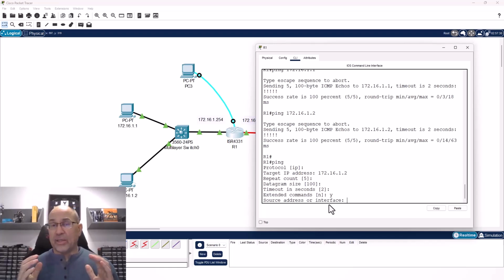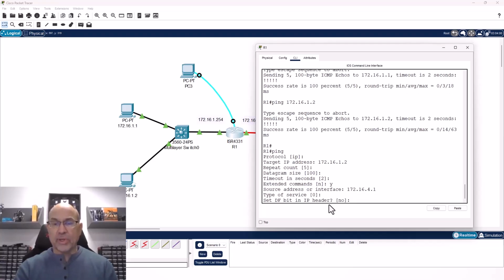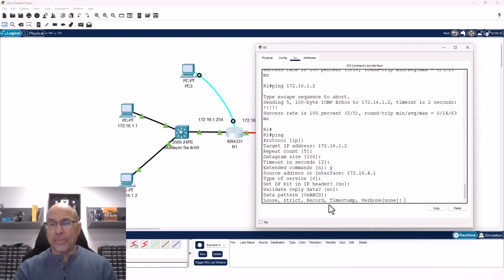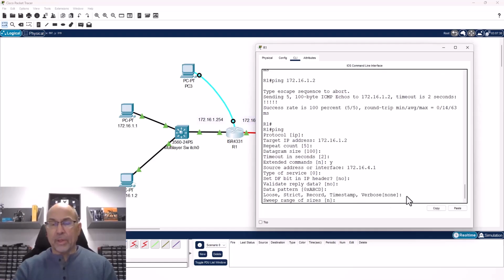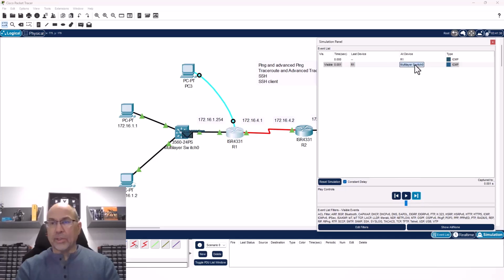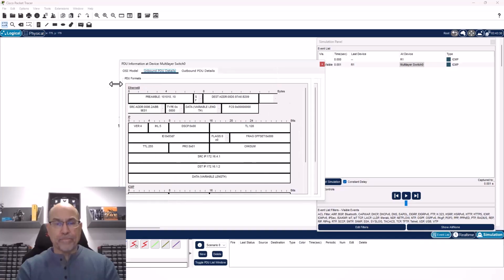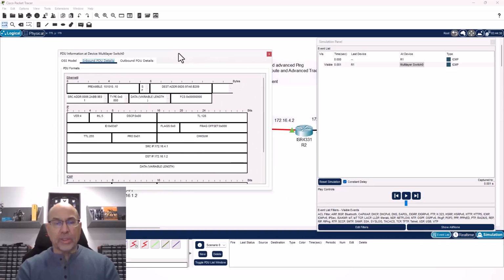Now I can do this from whatever interface the router has. So I'm going to use 172.16.4.1 as my source IP address. Type of service, DF bit, no. There we go. Okay, so if this goes out now, we can see that my source IP address is now 4.1.